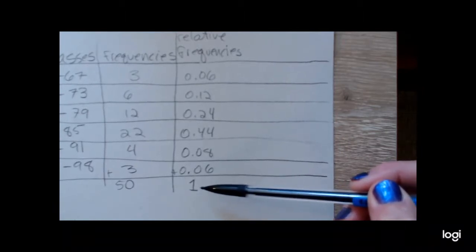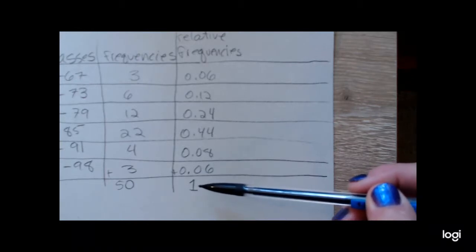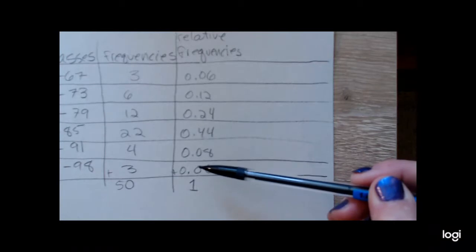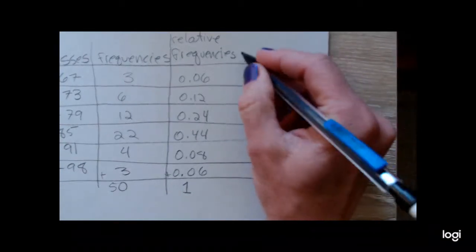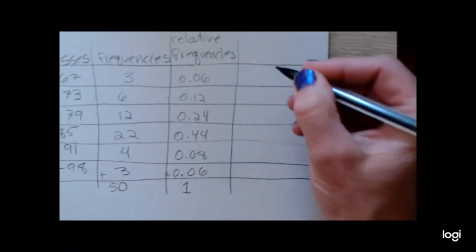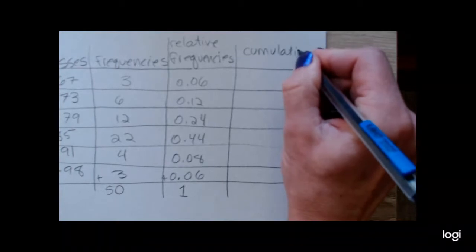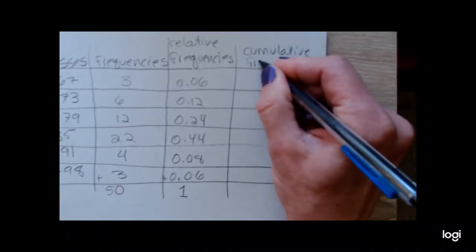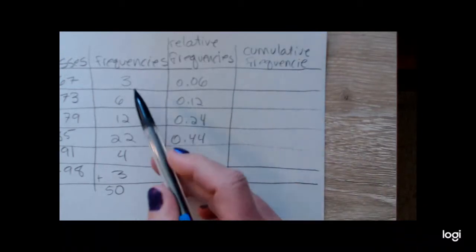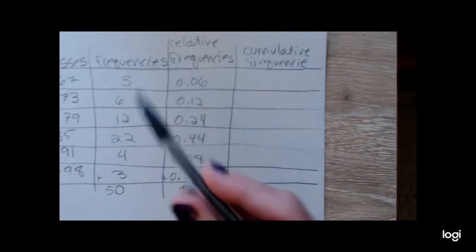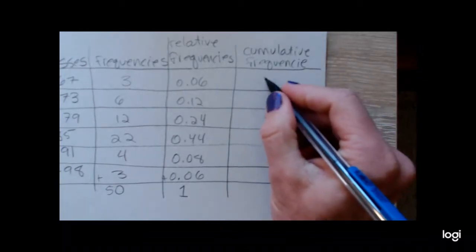So what I want to do is add for each frequency the previous amount of frequencies. And it's pretty easy to do by hand. So I'll just add on another column and call this cumulative frequencies. Now when we look at the first class, there hasn't been anything prior to it, so in terms of a running total, it's just going to be 3.